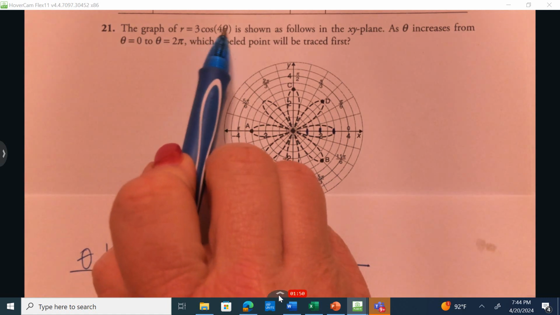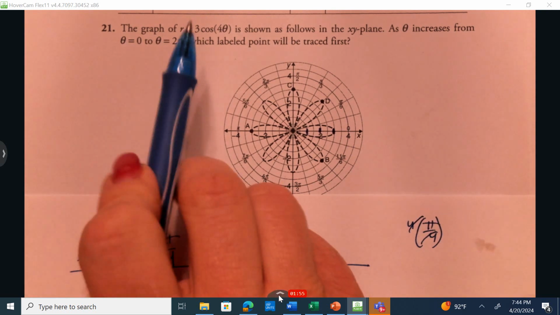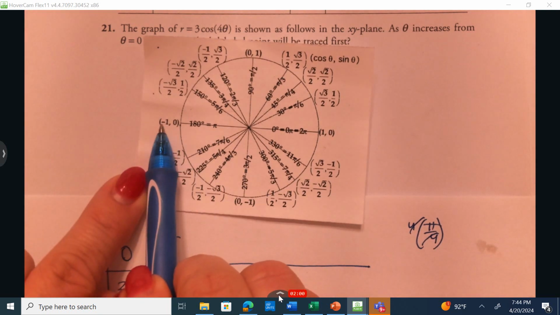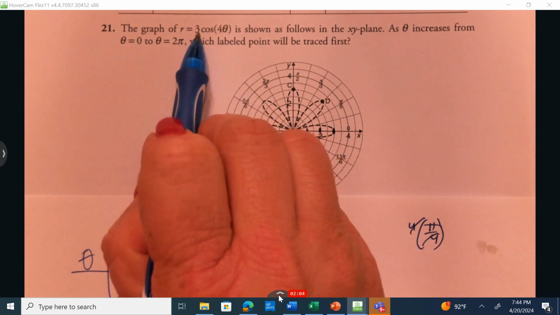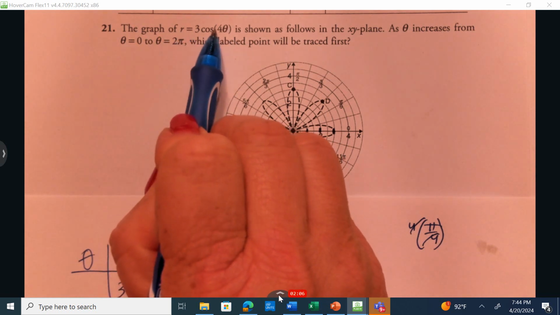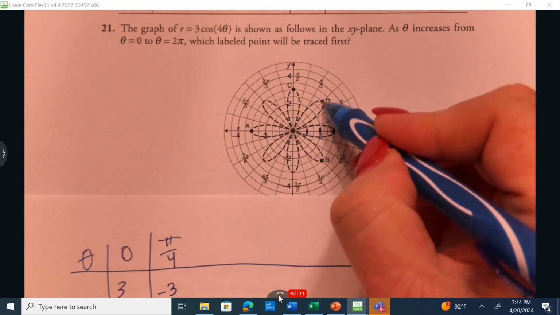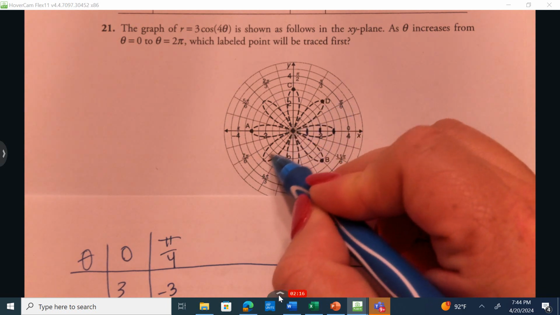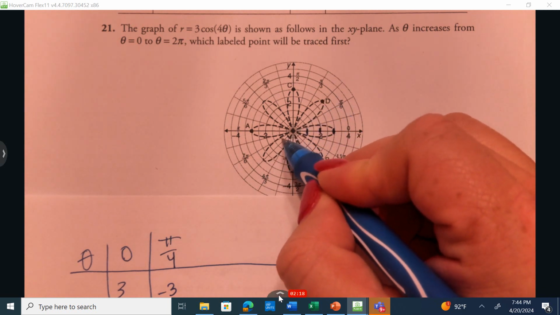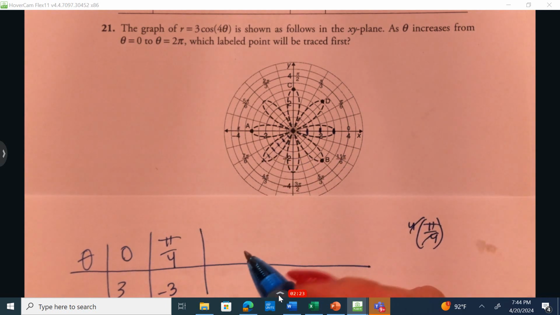All right, taking pi over 4, so I have 4 times pi over 4, and that reduces to just pi. I want to know what is the cosine of pi. The cosine of pi is -1. So r equals 3 times -1, which is -3. So at pi over 4, here's pi over 4 right here. I want to go to -3, which would be right here. Again, we're going to go half, 1, 2, 3, and there is no point there. So I haven't been able to find anything yet.